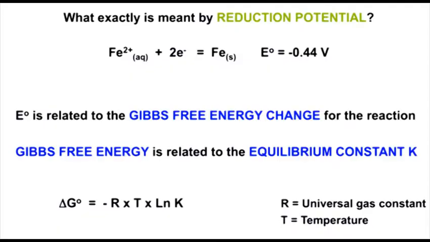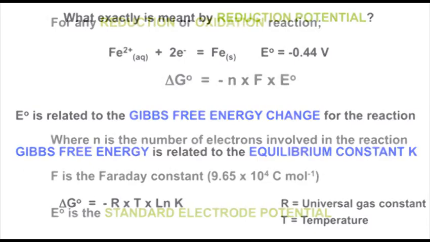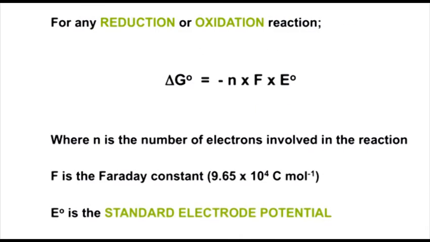So how exactly is the standard reduction potential related to the Gibbs free energy change for a particular chemical process? Well, the relationship is quite straightforward. As you can see on the previous slide, the Gibbs free energy change for the process is directly related to the standard reduction potential, plus there are a couple of extra little terms at the beginning: n, which is the number of electrons involved in the process, and capital F, which is a constant called the Faraday constant.